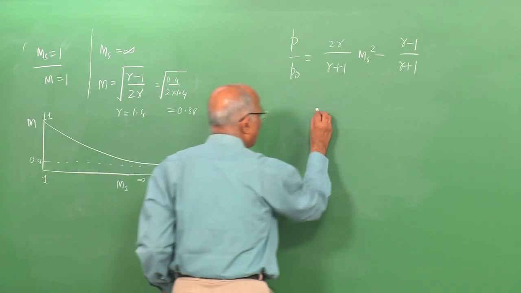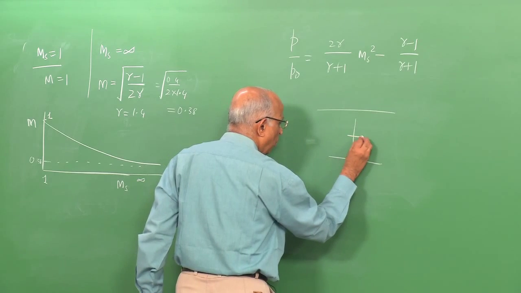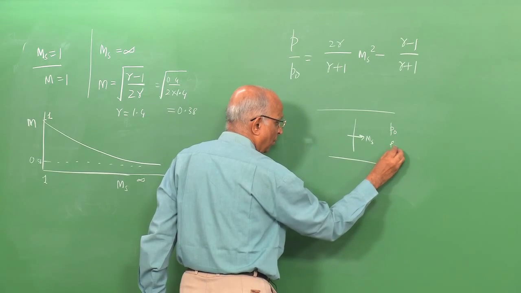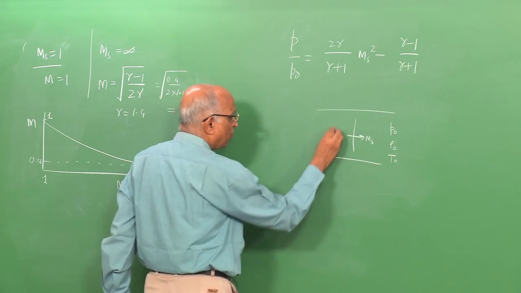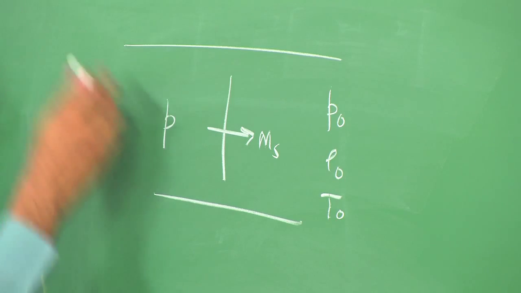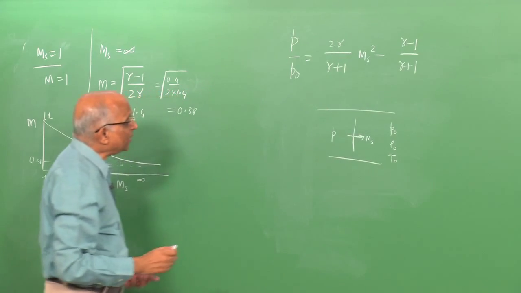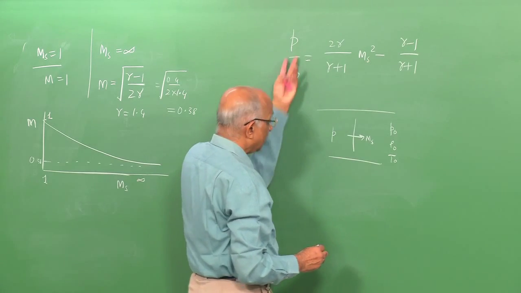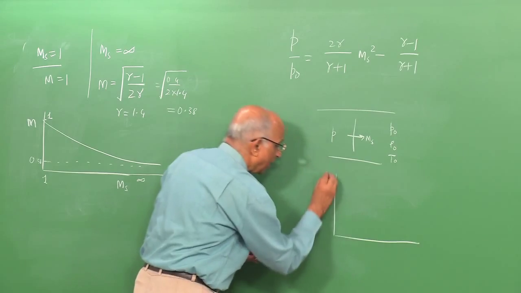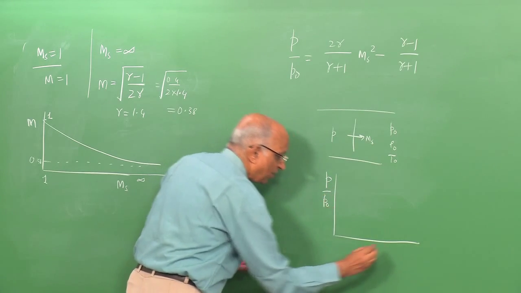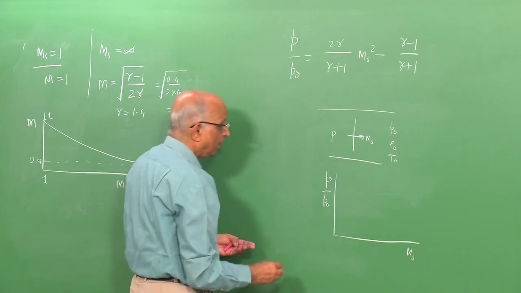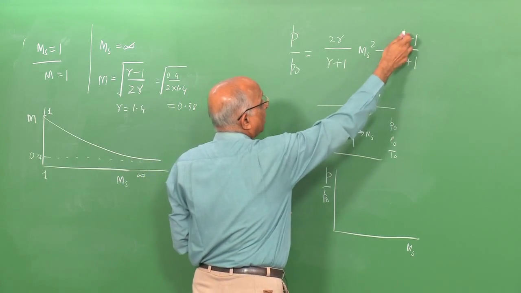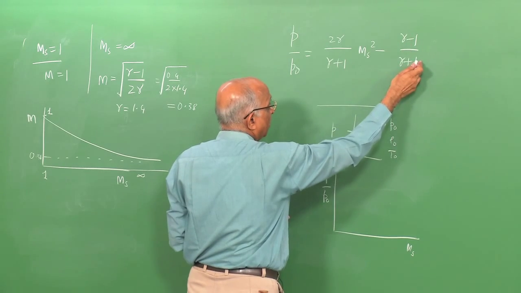Therefore, I tell myself, whenever I have a shock which is moving at a value of Ms into the free stream medium of p0, rho 0, T0 over here, the value of p behind the shock, the p by p0 ratio, is given by this. And what does it tell me? As the Mach number of the shock increases, the pressure increases. In other words, if I were to now write p by p0 as a function of Ms over here, for the value of 1, well, I get 2 gamma divided by gamma plus 1 minus gamma minus 1 divided by gamma plus 1.